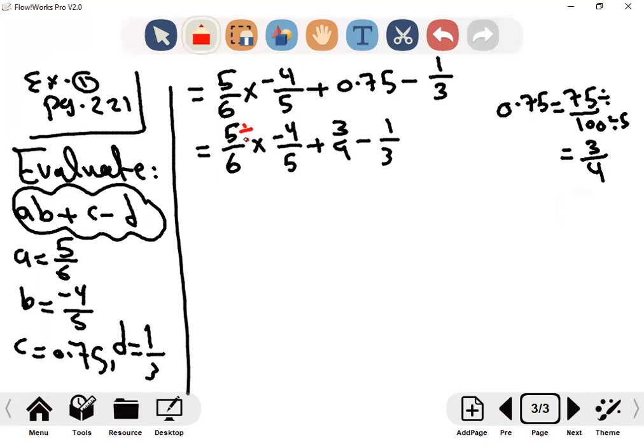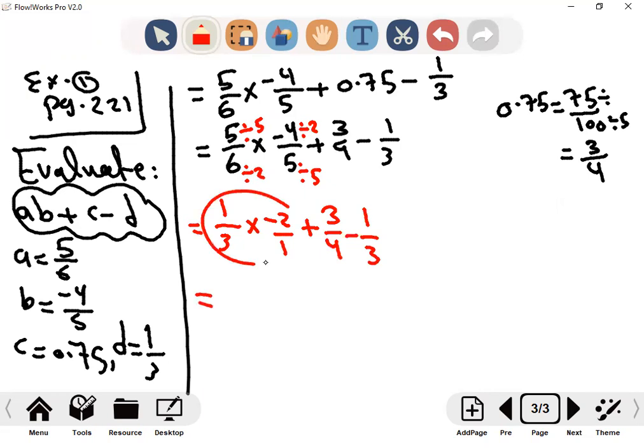So here I will divide by 5, and here also. Here I will divide by 2, and here also by 2. Now the numbers will be 1/3 multiply -2/1, and this comes down plus 3/4 minus 1/3. Now I can multiply easily. 1 times -2, 3 times 1, and this comes down plus 3/4 minus. Now I'm done with the multiplication and division.